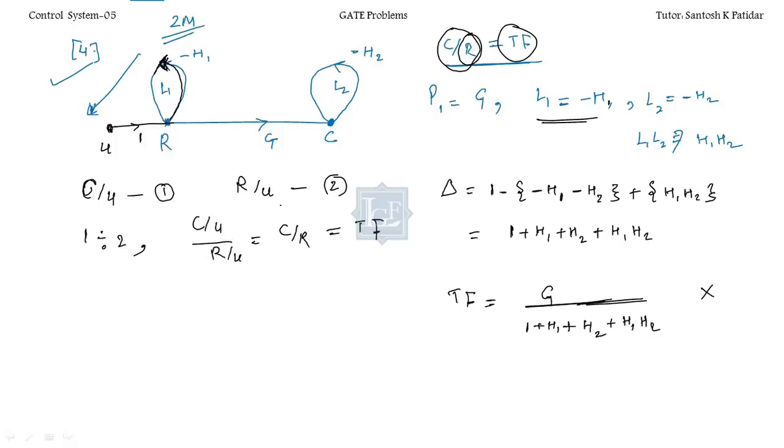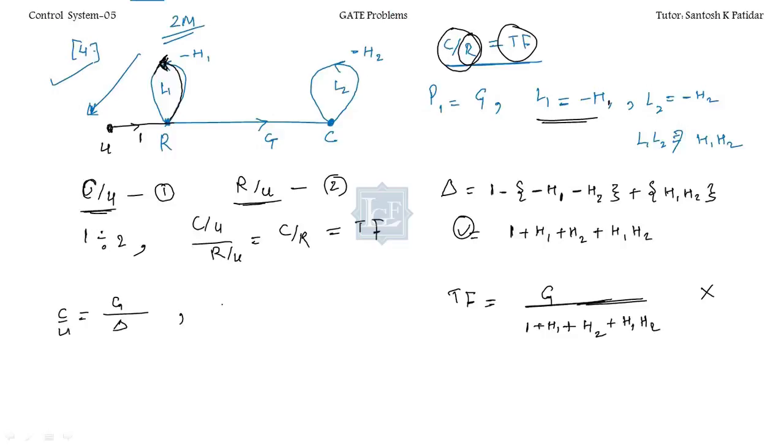So let's find C by U and R by U. First I'll find C by U. For C by U, you have only G, the forward path gain only G from U to C. And your del is the same, this is fixed. So I'm taking the del over here. Right, this is C by U.